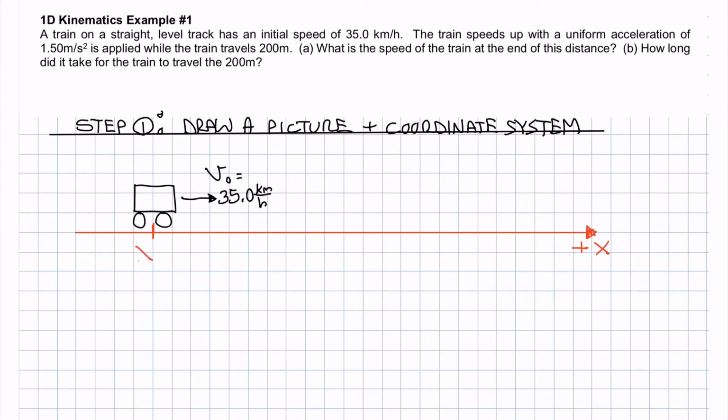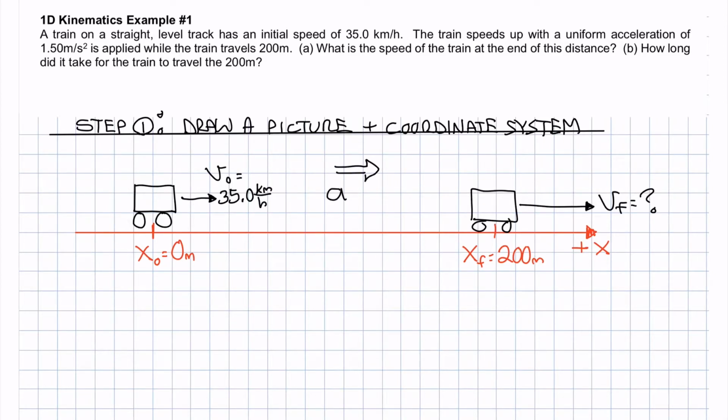Using this coordinate system, I'll set the initial position x0 to be at 0 meters, and I'll set the final position, which we're looking at the end of the problem, to be at 200 meters to the right. So x final, xf, will be 200 meters. At that final position, it'll be moving at some unknown vf, its final velocity, but it will be accelerating to the right at 1.50 meters per second squared.